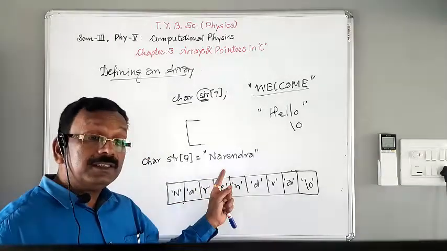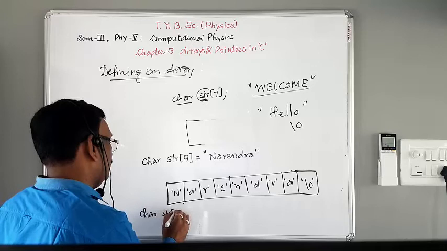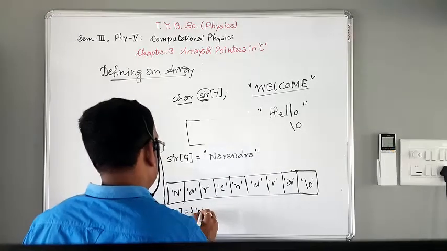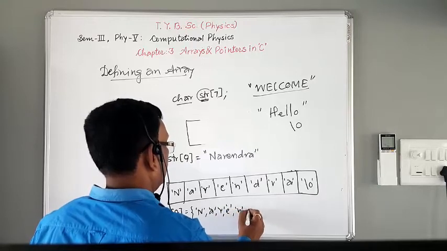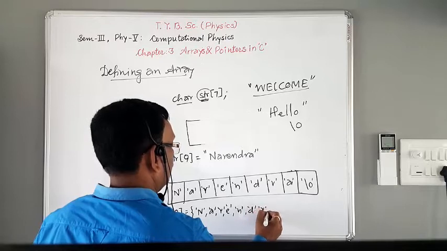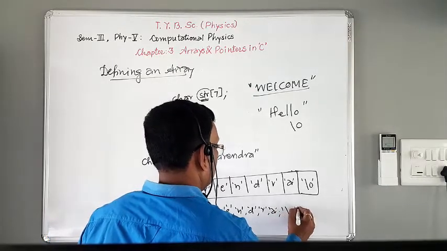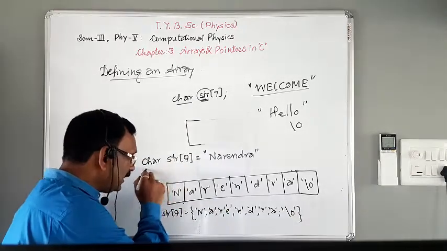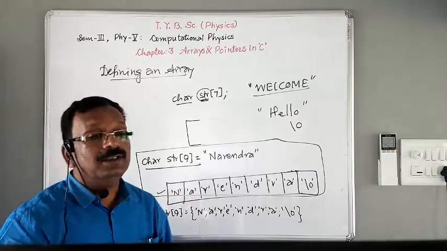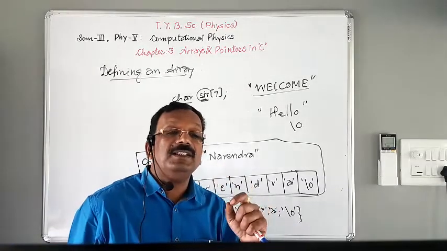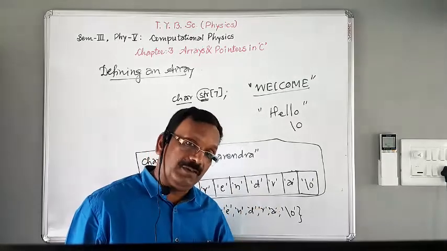But remember that this cannot be initialized like this. We can initialize this string like this, but can't like this. Again, the size specification may be omitted, allowing the compiler to determine the size required.